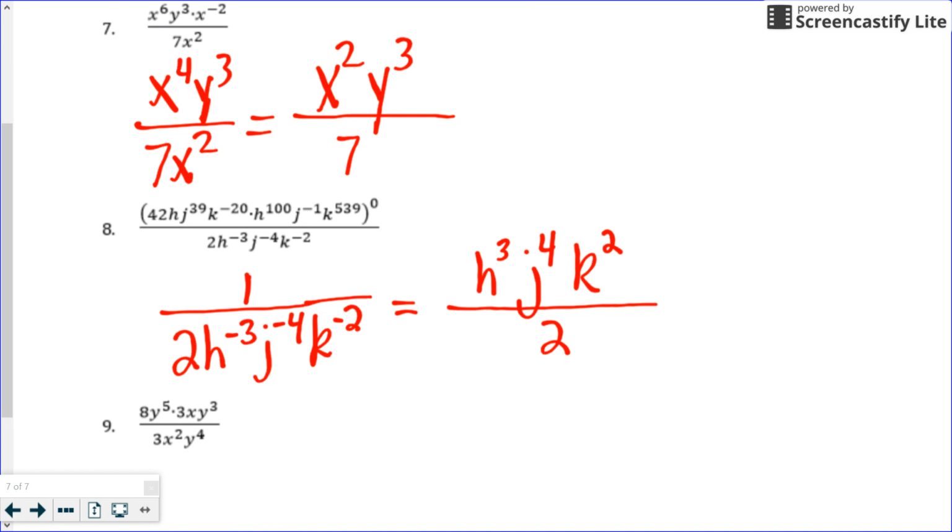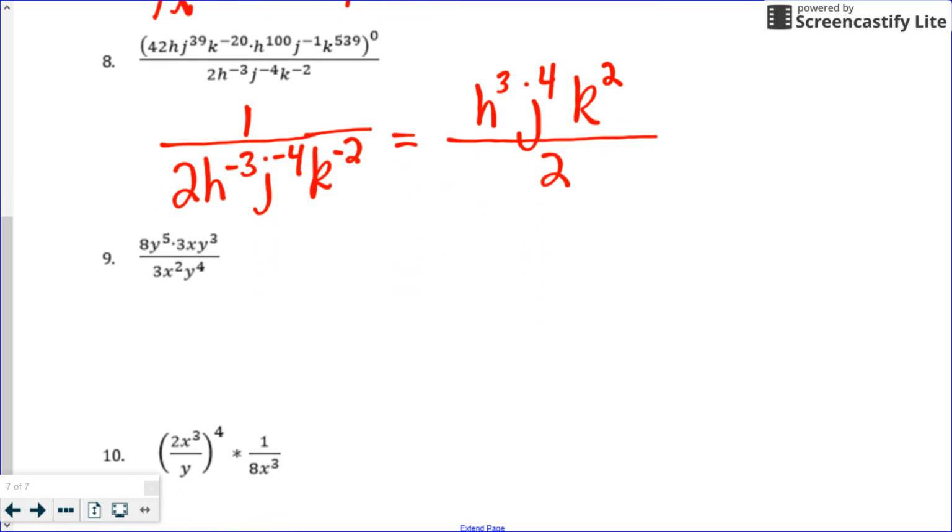Number 9. Again, I'm going to work with the multiplication up top first. So I've got 8 times 3, that's 24. X by itself, so it's still just an x, and then y to the 5 plus 3, that's going to be y to the 8. Didn't mess with my denominator just yet.